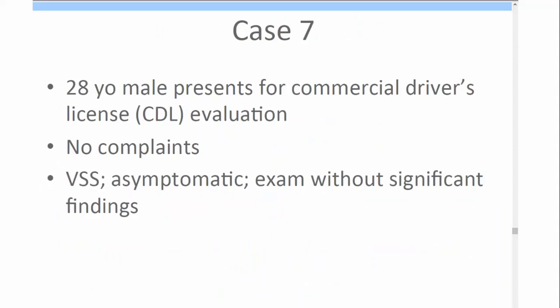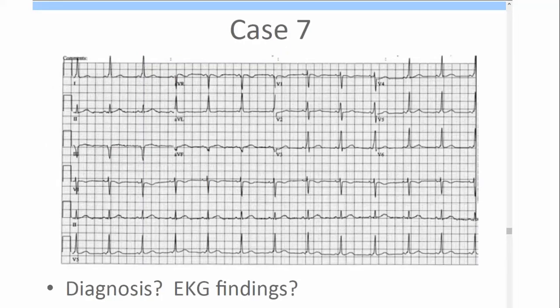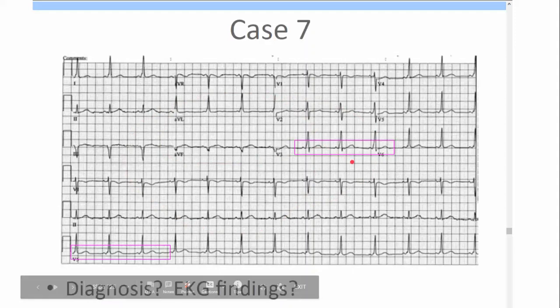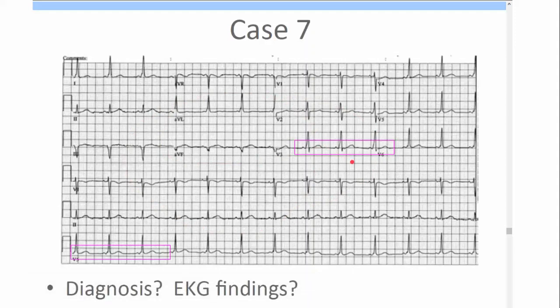A 28-year-old male presents for a commercial driver's license, no complaints, vital signs are stable, exam shows no significant findings. What do you see? Looks pretty regular, but the thing that's supposed to jump out at you here is, once again, we're highlighting the PR interval. This PR interval is really, really small, okay? And it's constantly really, really small, okay?